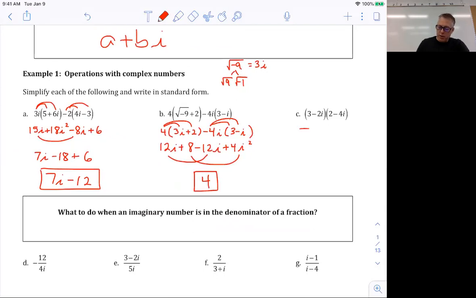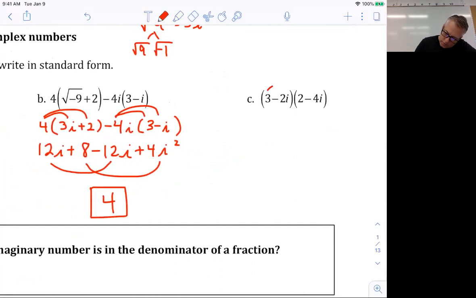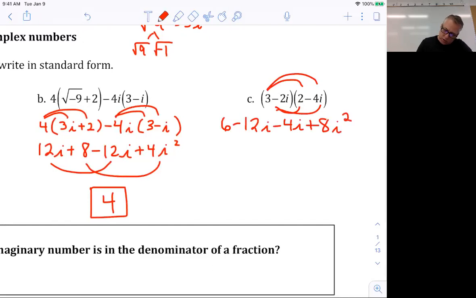All right, another operation. If you had 3 minus 2x and 2 minus 4x, you would FOIL that. We're going to do the same thing. We're going to FOIL this. So when we FOIL this, 3 times 2 is 6. On the outside, I get negative 12i. On the inside, we have negative 4i. And then the last, negative 2i times negative 4i is plus 8i squared. And remembering that that is then going to become a negative 8, which I will use in my next step.